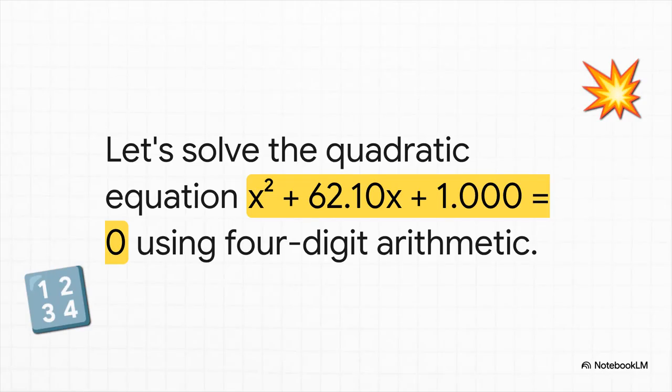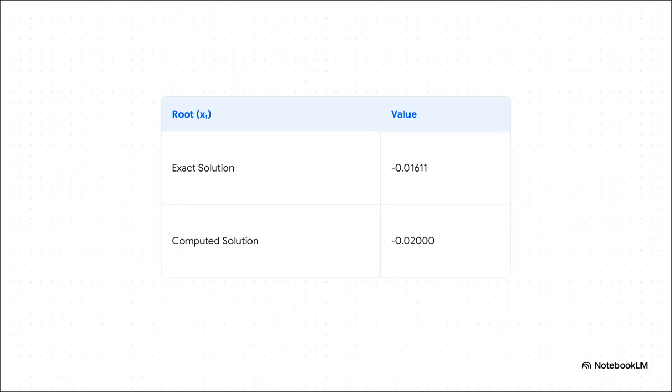To see what I mean, let's take a quick trip back to high school algebra. We're just going to solve this standard quadratic equation, but we're going to do it using a hypothetical computer that can only perform 4-digit arithmetic. That means it can only keep track of 4 significant digits for any number it works with. So how does our simple little computer do? Well, this is where it gets really interesting. For one of the two answers, it's actually pretty accurate. But for the other one, the one you see here, it's not even close.